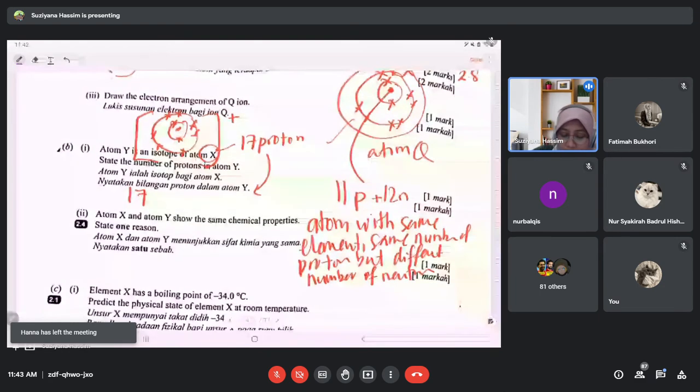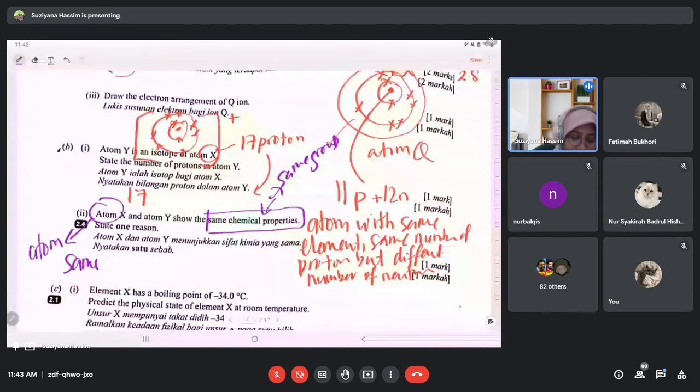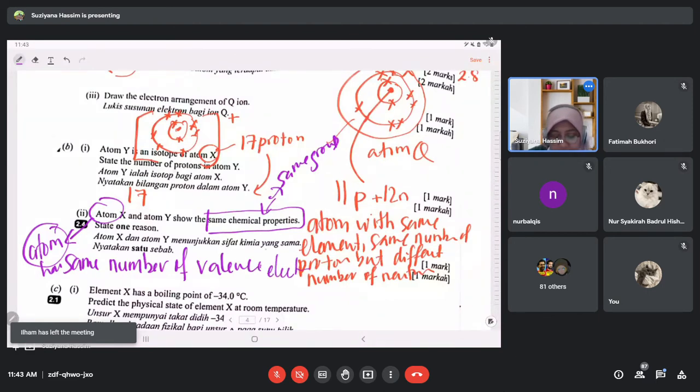Atom S and Y show the same chemical property, sayang. If in the same group, has same chemical properties. Kena guna perkataan atom. Kena tulis atom ya sayang. Atom has same number of valence electron. Okay, same number of valence electron.